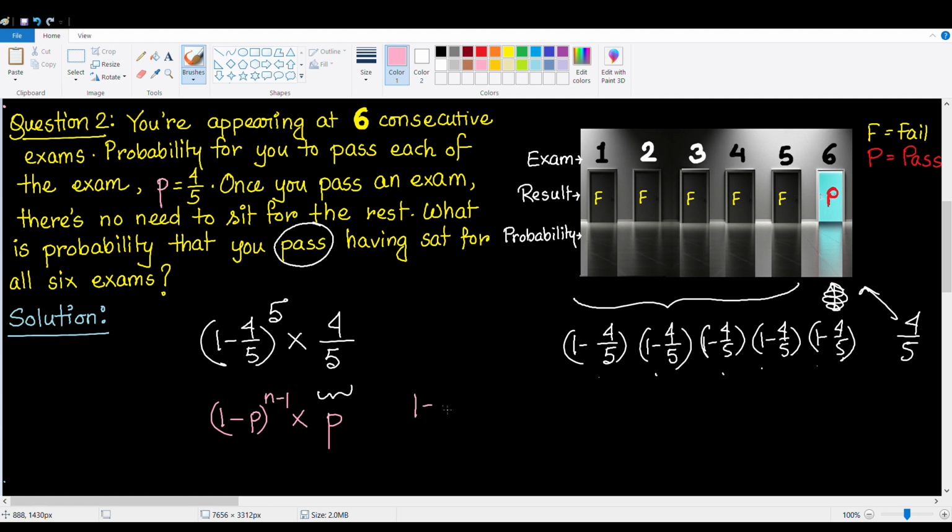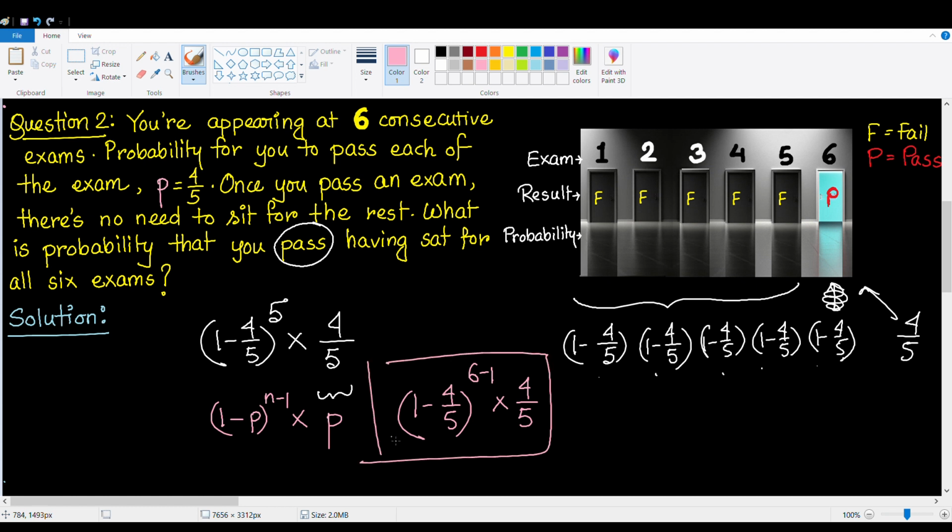So yeah, 1 minus 4 by 5 to the power 6 minus 1, right? Times 4 by 5 is the result for the second question. So we can sense some similarities in these scenarios, right?